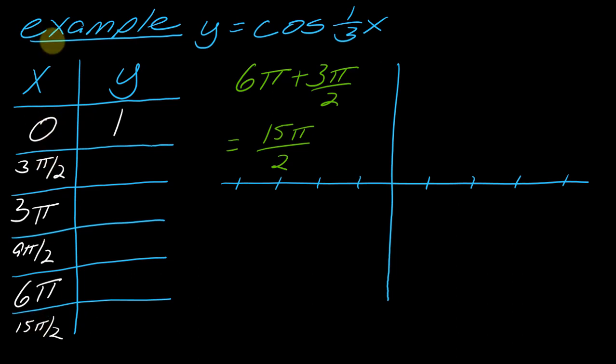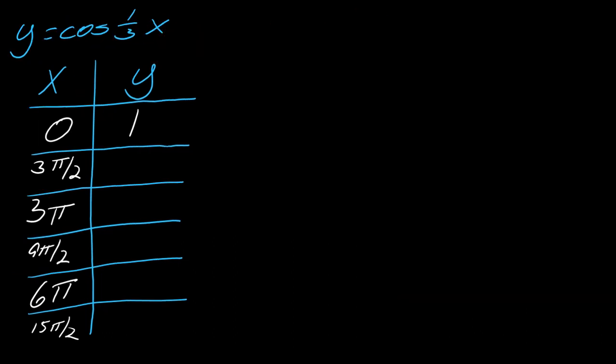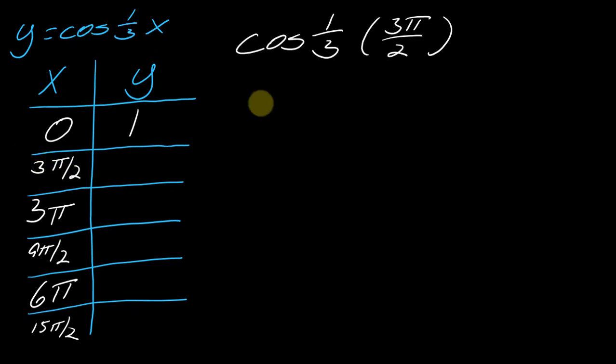So you'll start to get a sense of this as we go through these examples. So now what we need to do is calculate y. Okay, so let's just bust out the table here for a moment and make some space for this. So I need to plug in 3 pi over 2 into this function here. So I've got y = cos(1/3 times 3 pi over 2).